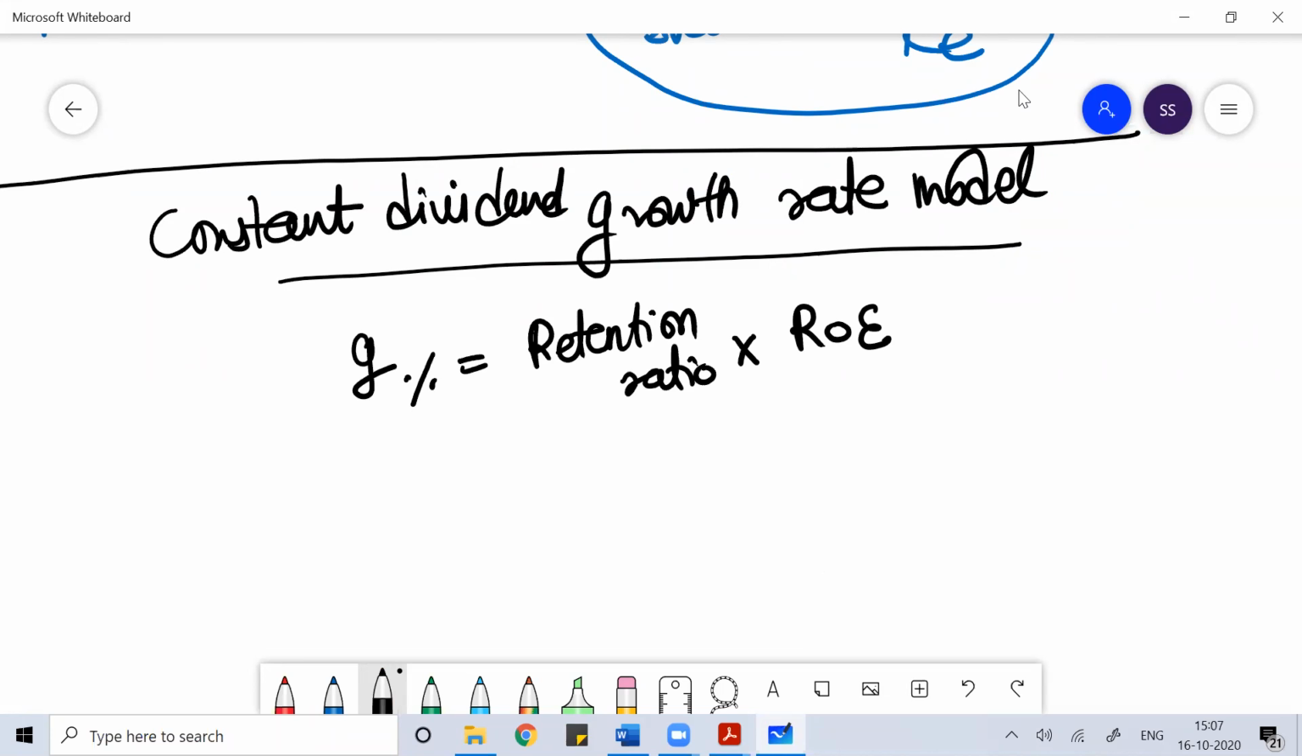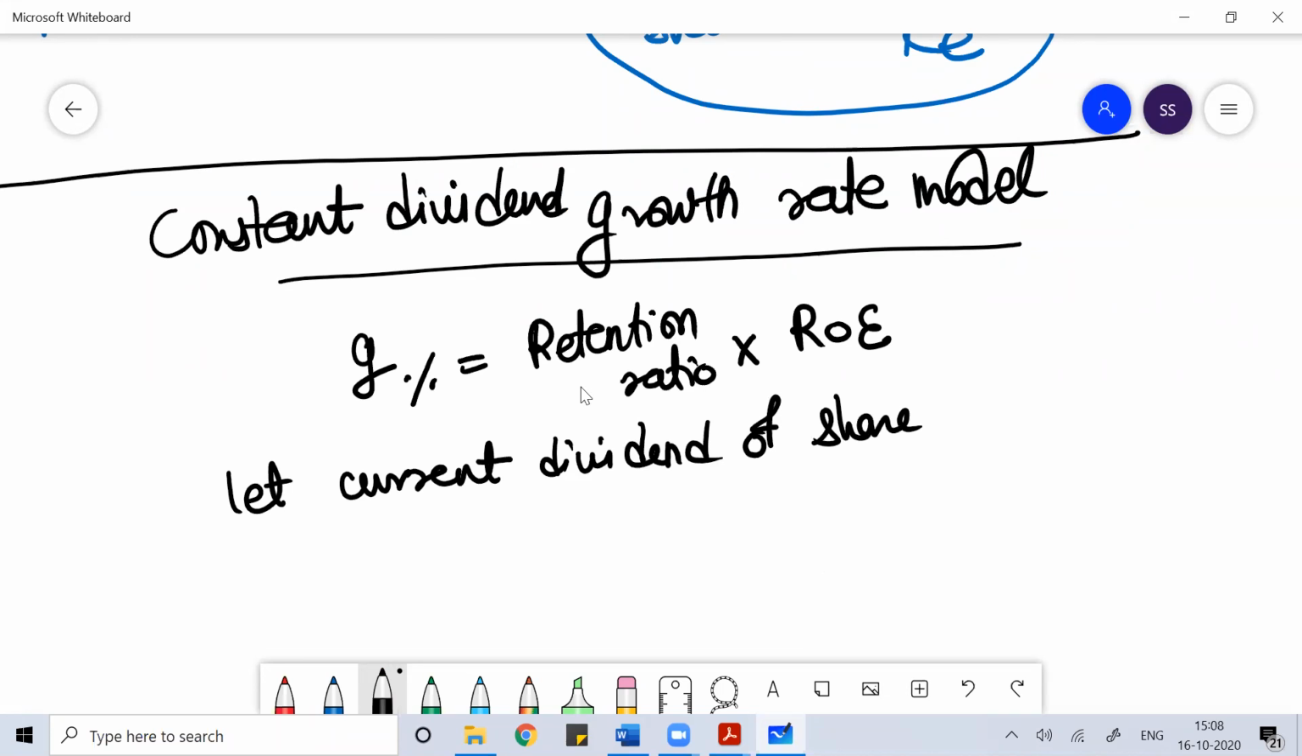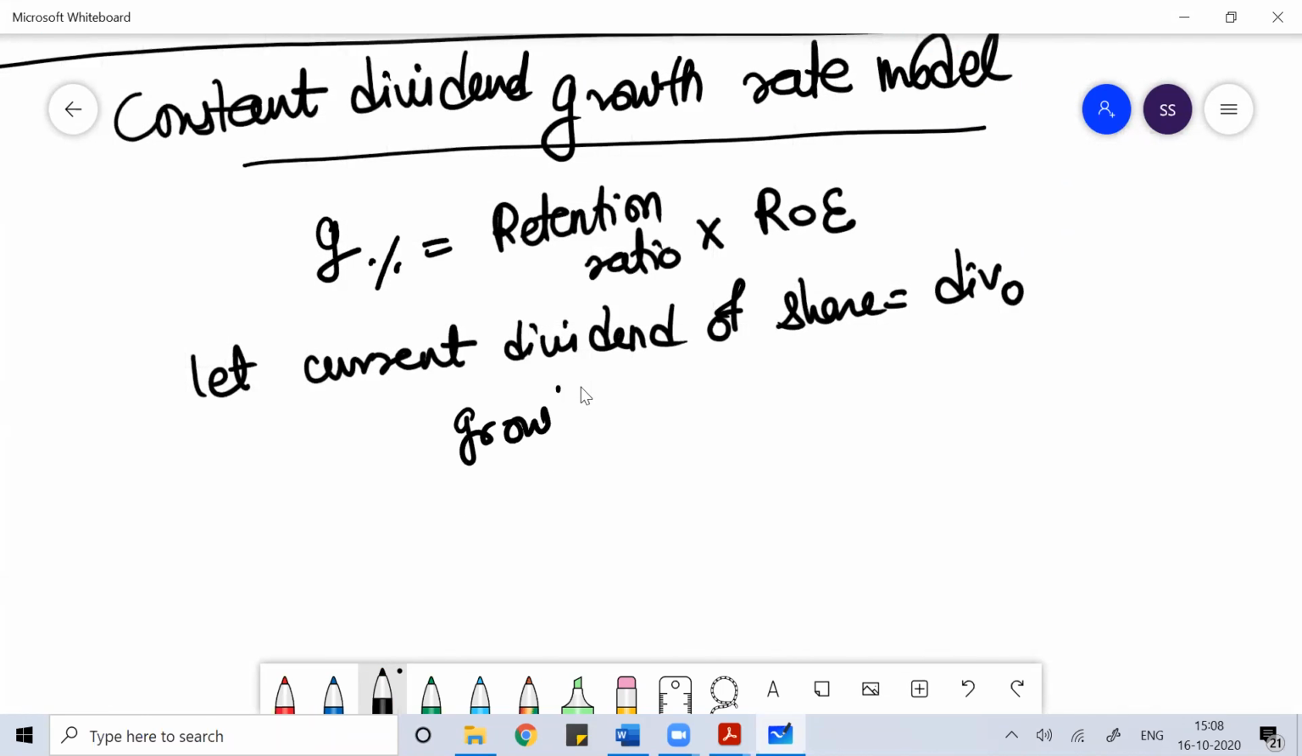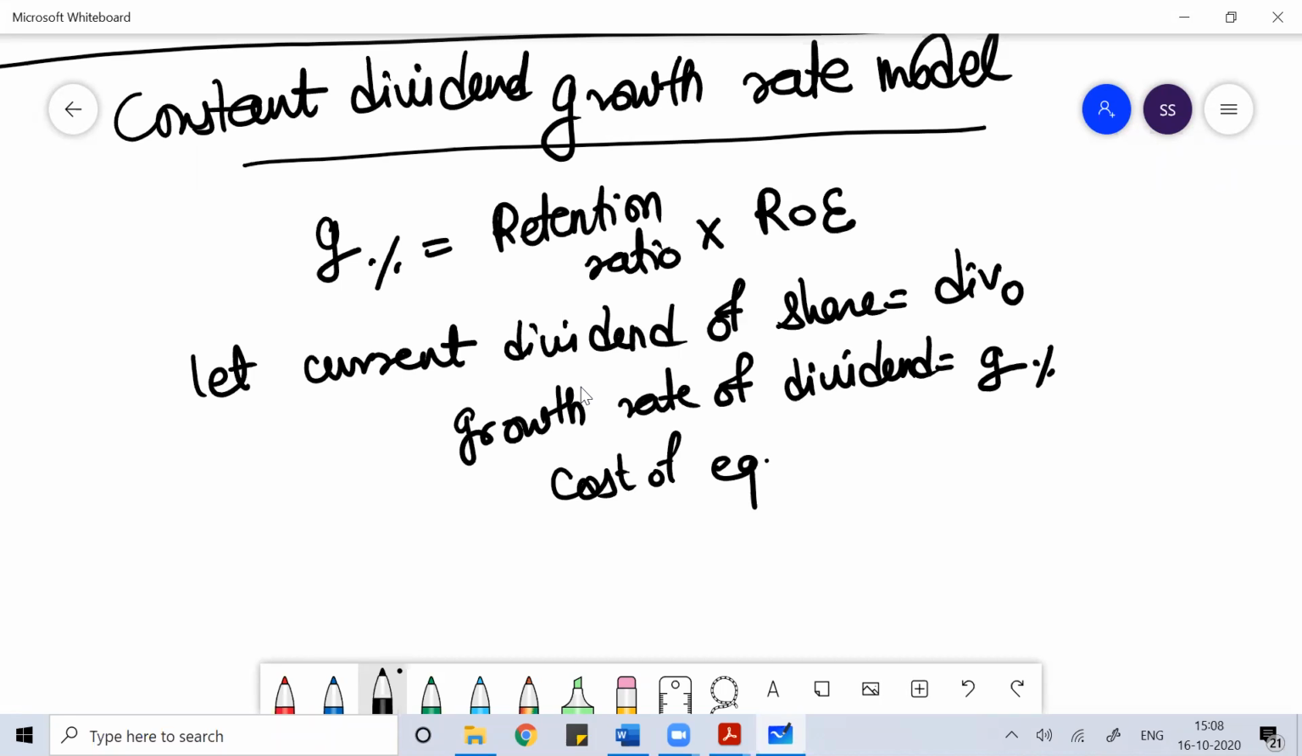So when we talk about the constant dividend growth rate model, let the current dividend of the share be DIV naught, and suppose the growth rate of the dividend is G percent. Let the cost of equity, that is the discounting factor, be k. This cost of equity you can determine by the CAPM formula, which is RF plus beta into RM minus RF.